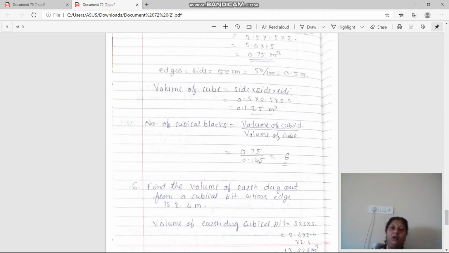We have to remove the decimal. We have already studied how to divide numbers which both have decimals. So from that method we have to remove this decimal. That means we have to multiply by 1000. Then we get 750 divided by 125. The number will be 6. That means the number of cubical blocks will be 6. Get it? Okay. Next.